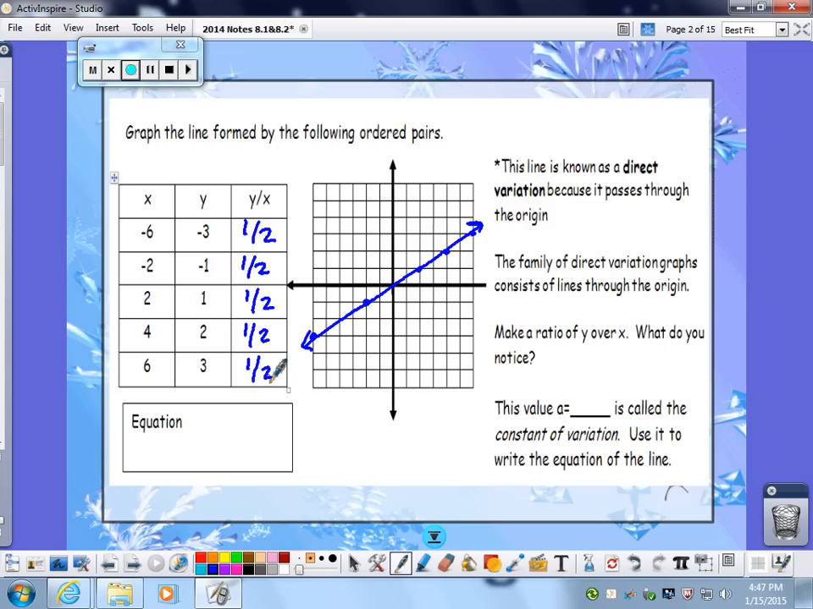The value of this, we're going to call this the variable a, is 1/2. It's called the constant of variation. We're going to use this to write the equation of our line. Also the variable k is used to represent the constant of variation. It's just a variable. We could call it anything we want to, but those are the typical ones used in textbooks. So in this case, it's our slope, so the equation of our line here is y equals 1/2 x. That's the equation for the direct variation of this particular graph.